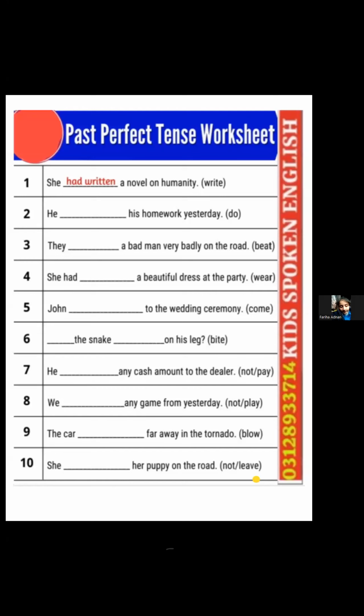Okay, thank you, ma'am. Welcome, dear. Okay, let's move on towards Hania. Hania, are you there? Yes, ma'am. Make sentence number 7. He dash any cash amount to the dealer. Not pay is the option. He had not paid any cash amount to the dealer. Had not paid. Perfect. Really well done, Hania.